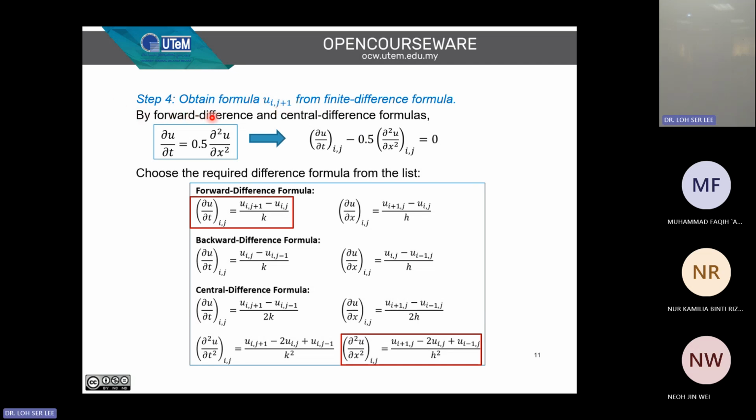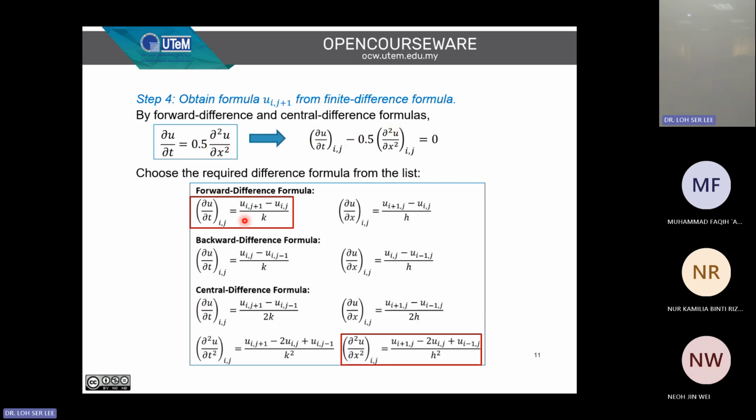According to the question, we have to use the forward difference and central difference formulas. This is your PDE, this is your heat equation. So we discretize it first. Discretize means we put i, j for these 2, this one and this one. And this one, you can either leave it on the right or move it to the left.